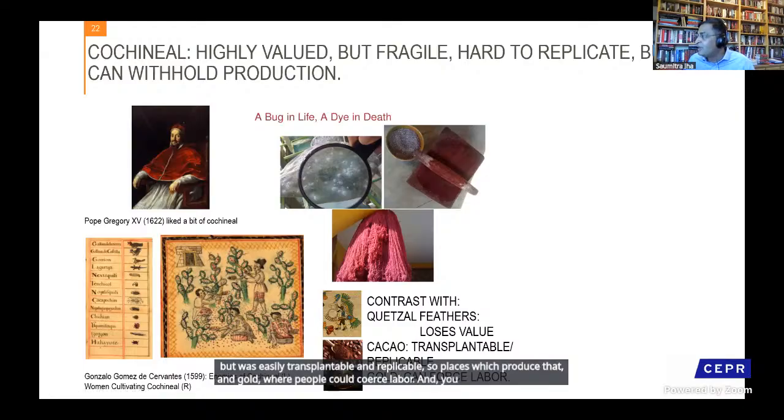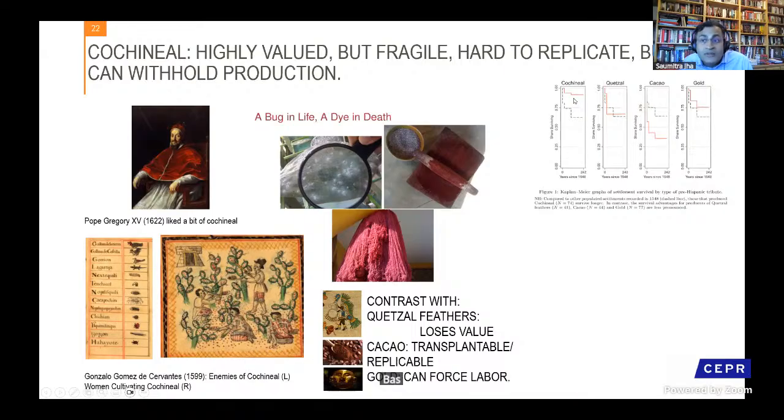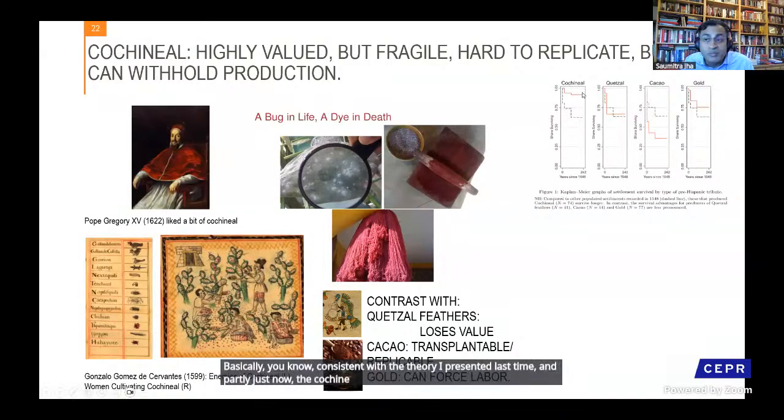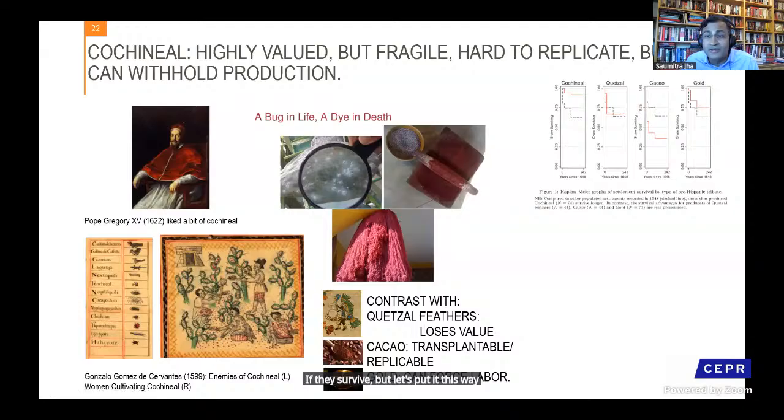What we find is that if you look at the survival of the communities, consistent with the theory I presented last time and partly just now, the cochineal producing places are more likely to survive over time relative to the quetzal guys. The cacao guys do the worst, and gold, they survive, but let's put it this way: the quality of the way people had to live in those gold mines was not a great one, right?